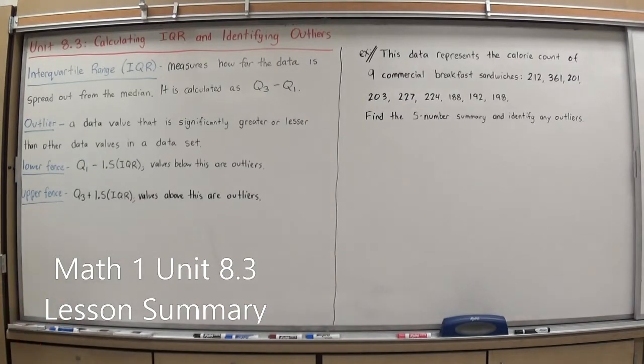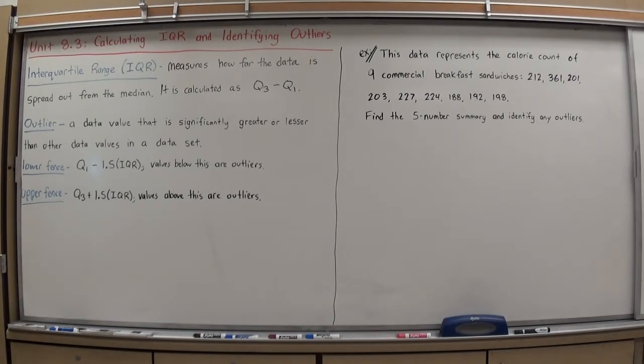In Unit 8.3, we'll be learning how to calculate an IQR, which is the interquartile range, and how we can use that to identify outliers in a data set. So what is interquartile range? Interquartile range, which we abbreviate as IQR, measures how far data is spread out from the median. So we use the median as our measure of where the center of the data is. You calculate it by taking your Q3, quartile 3, minus your Q1, which is quartile 1. So it'll be a single number, 5, 10, 20, etc.